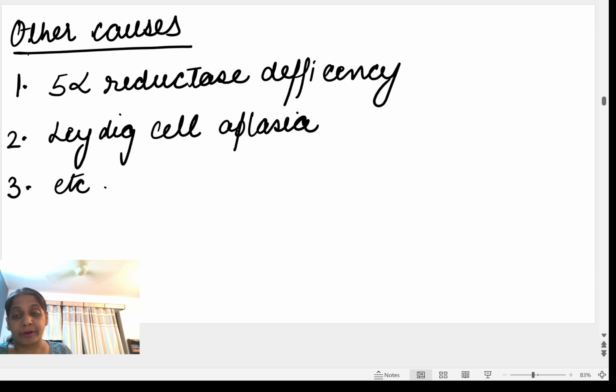The Wolffian duct will regress, the Mullerian duct will also regress, and the uterus will be absent because MIH was there. Again, the external genitalia will be female, and the secondary sexual characteristics will be female. So again the same story, but now the fault is not in androgen receptor insensitivity, but in the 5 alpha reductase deficiency.